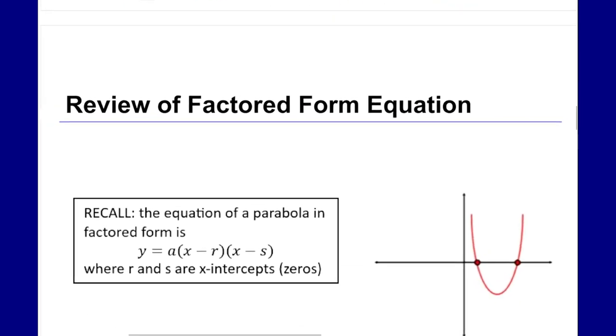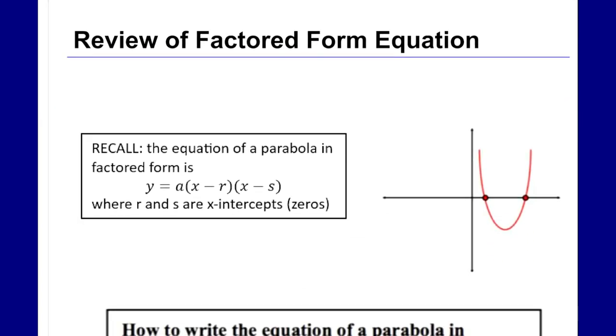Just to review the factored form, we talked about these different forms before. The equation of a parabola in factored form is y equals a times x minus r times x minus s, where r and s are your x-intercepts, or your zeros. If you're looking at a parabola, this could be r and this would be s. Remember that the value inside the bracket is opposite of what we see. Because the equation is x minus r and x minus s, if we put a positive root in, it still stays as minus.